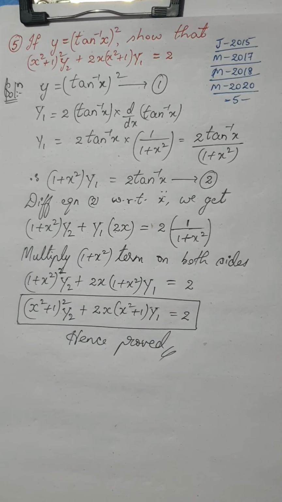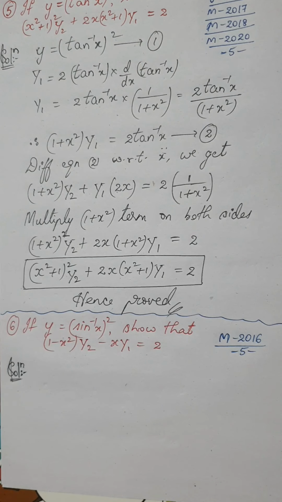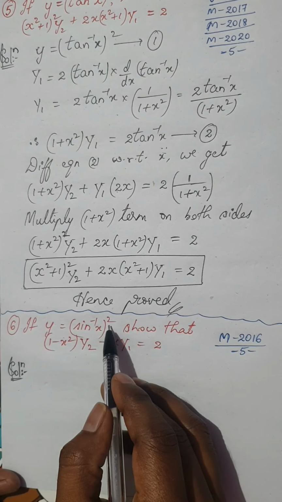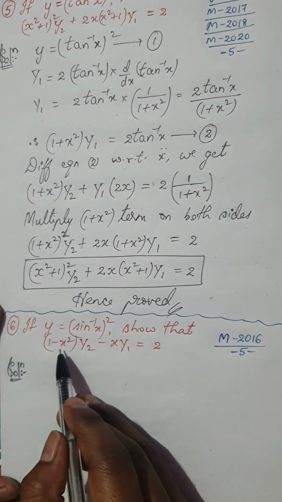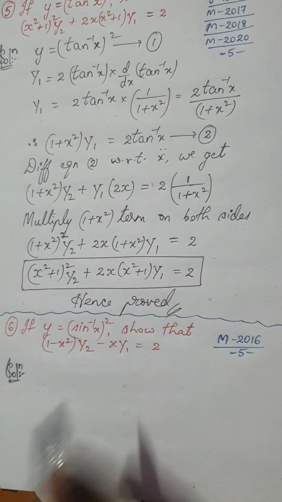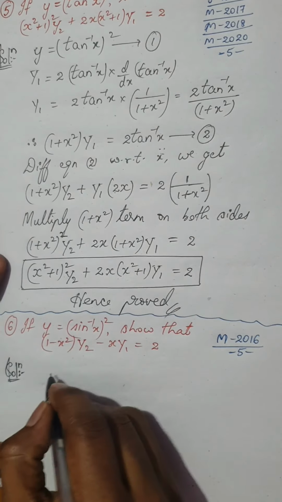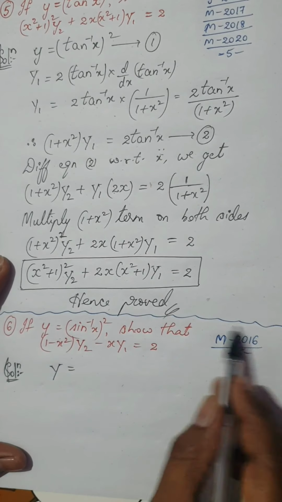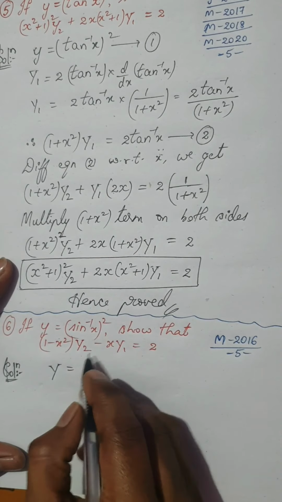Is it fine? So the next question I have is, if y is equal to sine inverse of x whole square, show that (1 minus x square) into y2 minus x y1 is equal to 2. Is it clear? Let us start it. This was asked in the year March 2016 for 5 marks.